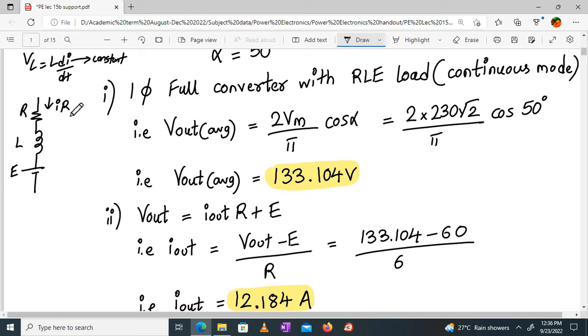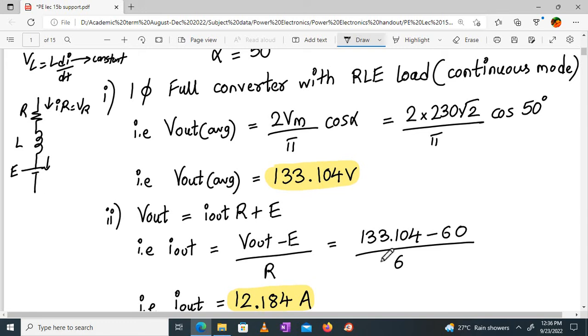What is IR? IR only. Current also battery. When we say current flows through this battery, we are charging the battery. How do you charge your mobile phone? By connecting the unit, right? Connecting a charger. So it's charging. Current flows through your battery. That means it charges the battery. So whenever we place a battery E in a RLE load, it's charging actually.